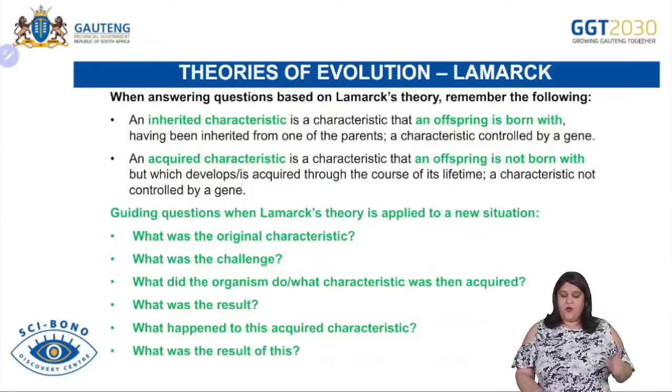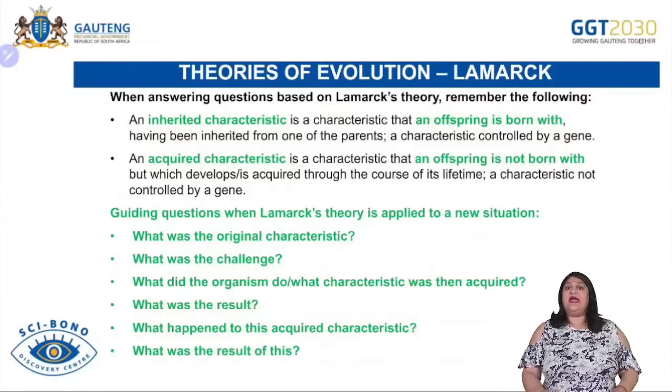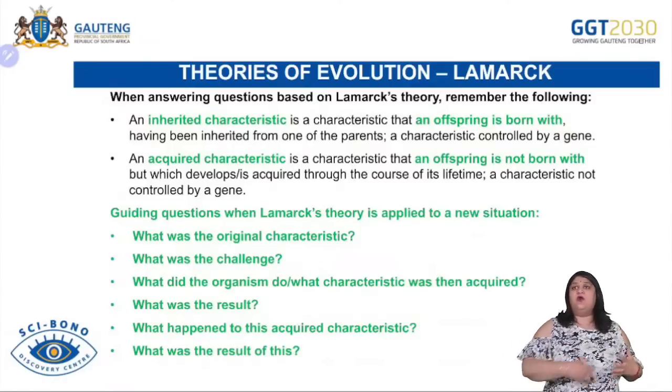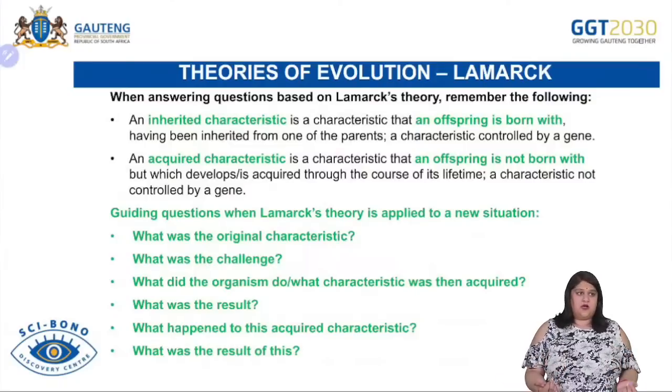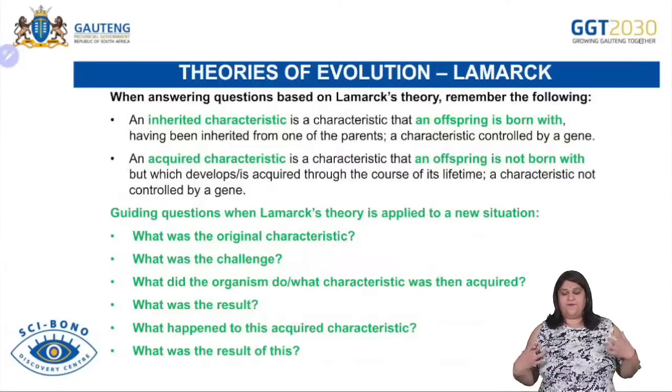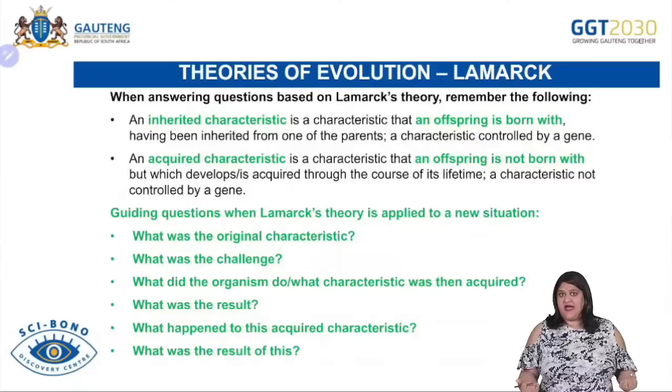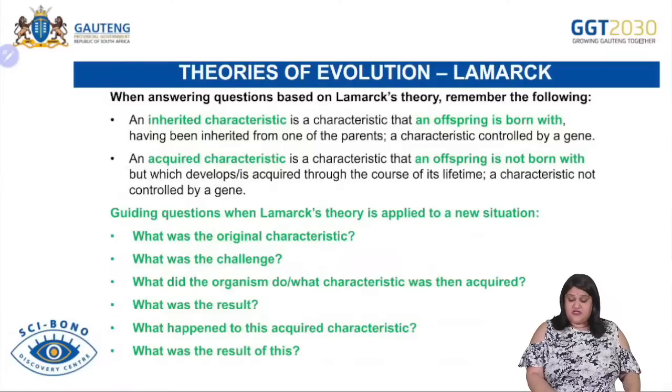First, you need to understand what an inherited characteristic means and what an acquired characteristic means. An inherited characteristic is one that the offspring is born with. But an acquired characteristic is one that the offspring is not born with and acquires in its lifetime. For example, if you are a bodybuilder, you're not born with those big muscles. You work out and train, and then you acquire those muscles. So that's the difference. And then the guiding questions: firstly, when you answer this question, you ask yourself, what was the original characteristic?